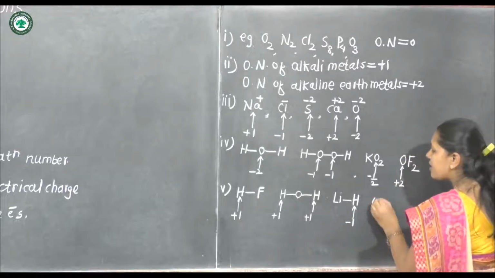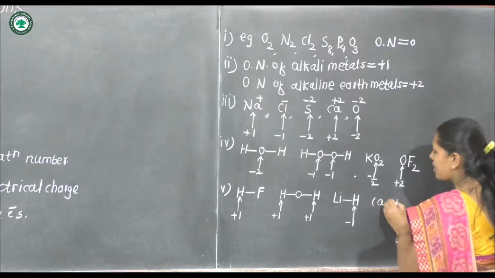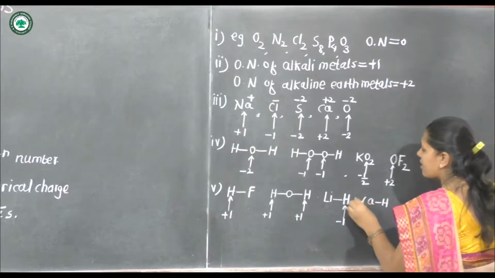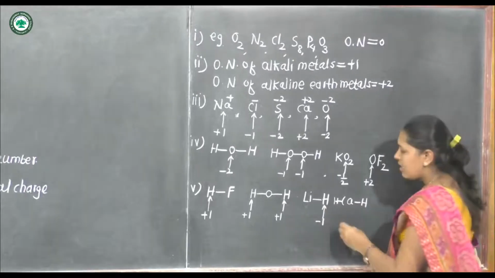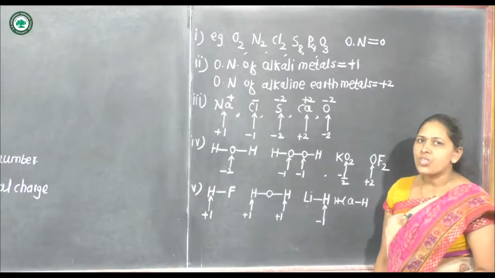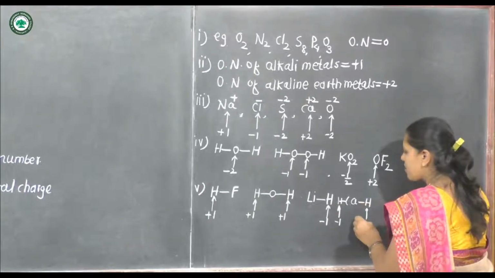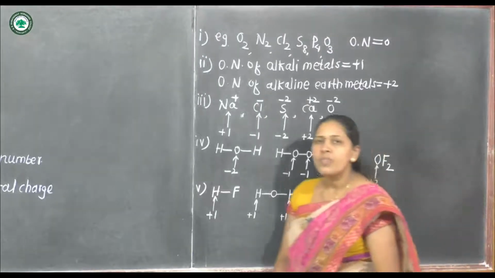Next example is calcium hydride. We know that calcium is an alkaline earth metal, it shows +2 oxidation state, and hydrogen shows -1 oxidation state because it is attached to a metal.